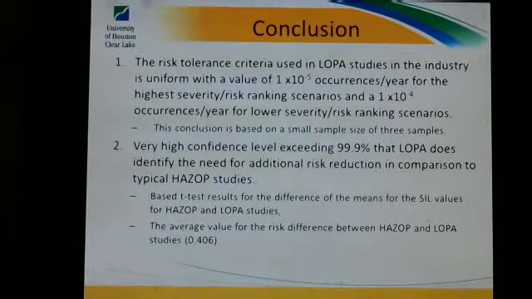So in conclusion, based on the limited data that we have for our first objective, there is a pretty uniform use of the risk tolerance criteria used in LOPA studies in the industry. With the value of 1 times 10 to the minus 5 occurrences per year being used for the high severity risk ranking scenarios, and a 1 times 10 to the minus 4 for lower severity risk ranking scenarios. Of course, this is based on a small amount of data of only 3 samples.